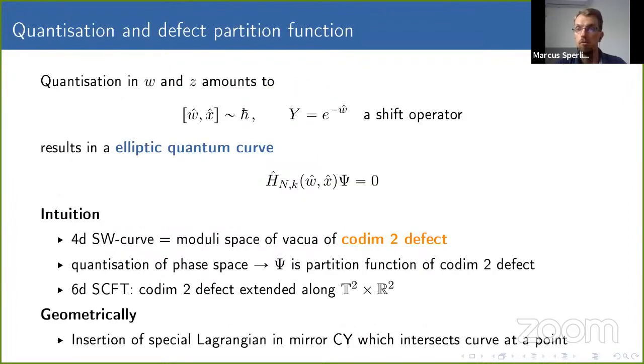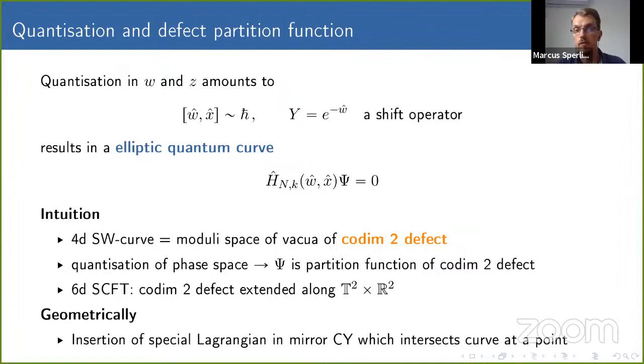And this quantization now proceeds as already outlined in the first slide. We make the variables non-commuting, but we have already seen that we have to introduce an exponentiated variable. So the exponentiated variable is going to lead to a shift operator acting on the defect variable x. And then the corresponding quantum curve is in the realm of what's called an elliptic quantum curve, simply because we start from an elliptic curve defined by Calabi-Yau, or because the curve is embedded into T2 times the complex plane.